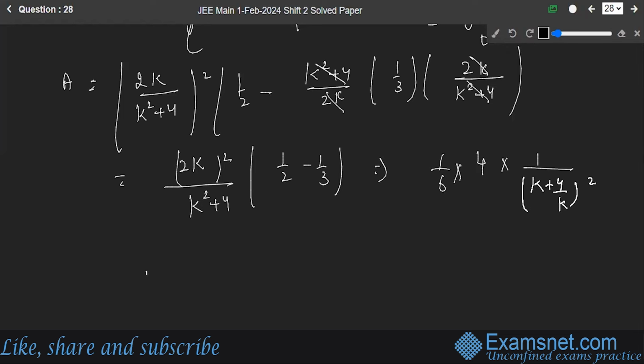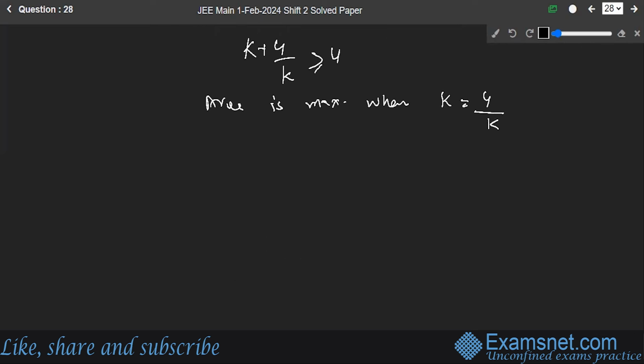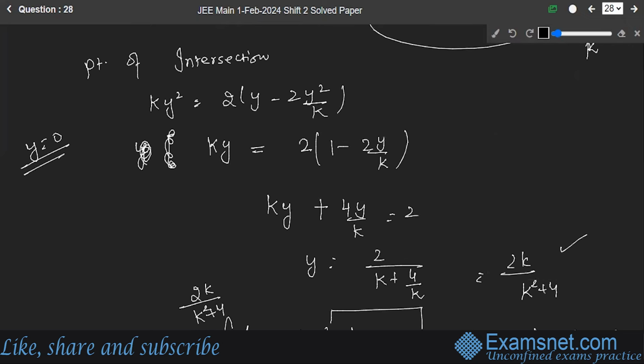Now, AM is greater than or equal to GM, k into this, this is greater than or equal to 2. This implies that k plus 4 upon k is greater than or equal to 4, or this area is maximum when k will be equal to 4 by k. Both of them will be equal. So that means k square will be equal to 4, or k will be equal to plus minus 2, right? So I think that's it. This is what we needed.